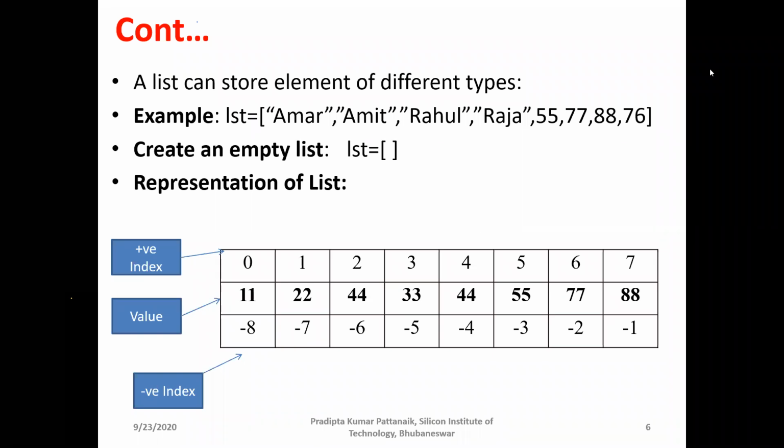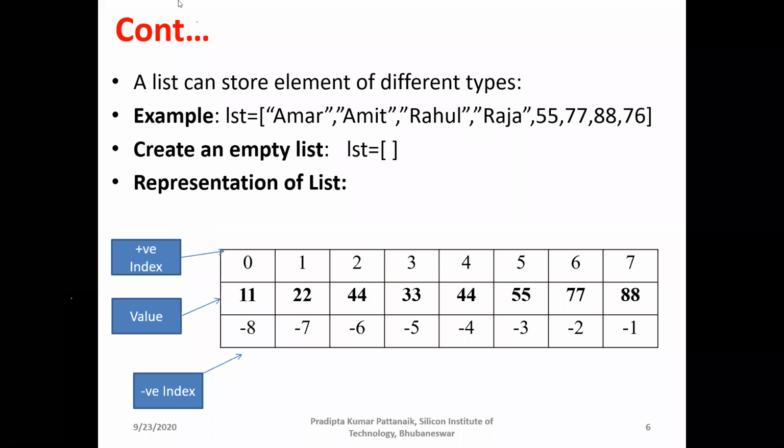If I want to create an empty list, why is the empty list required? I will create the list, and later I will go on adding elements to it. So initially I want to make it empty, like an initialization. To create an empty list, I just give the brackets and it will be a list.